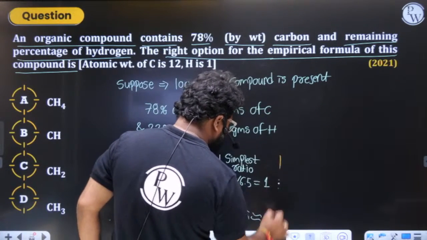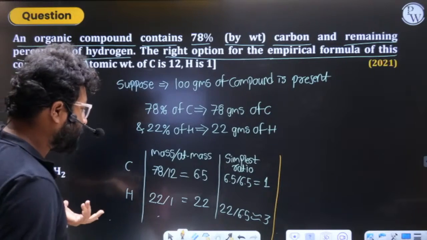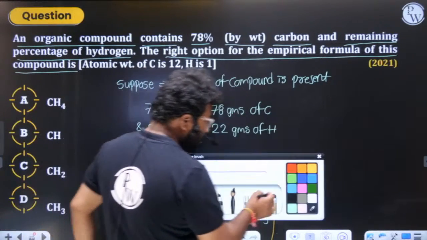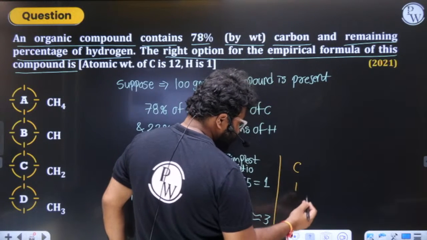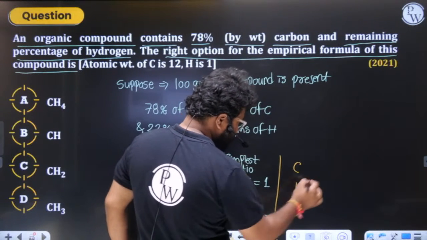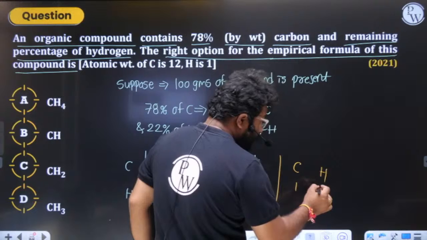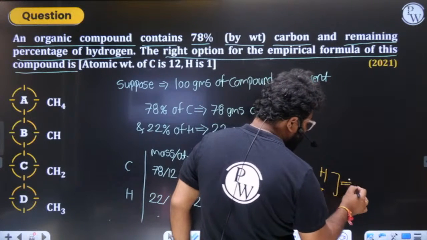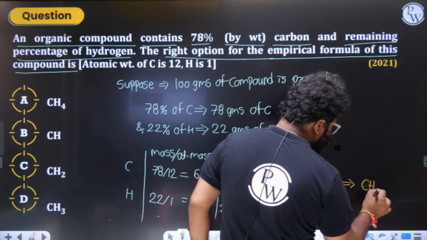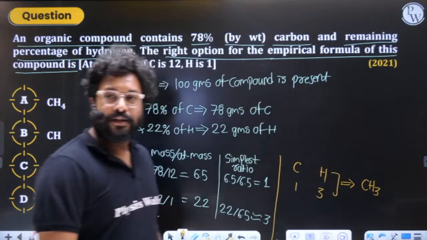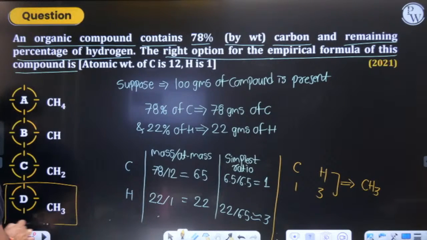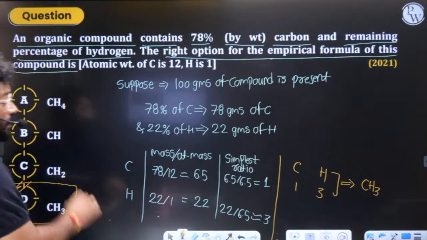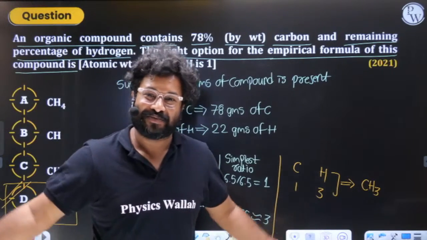So basically you got 1 carbon and 3 hydrogen. You can see here, 1 carbon and 3 hydrogen, and that's why its empirical formula comes out to be CH3. CH3 is the empirical formula for this, and that is why option D is the correct answer here.